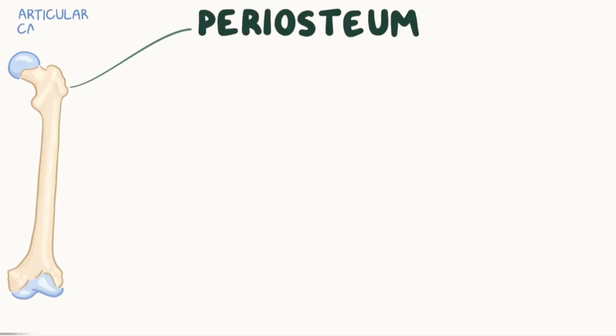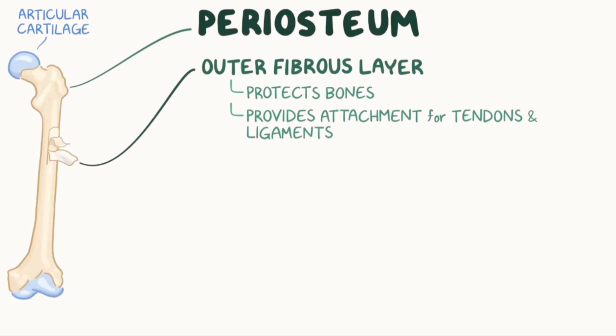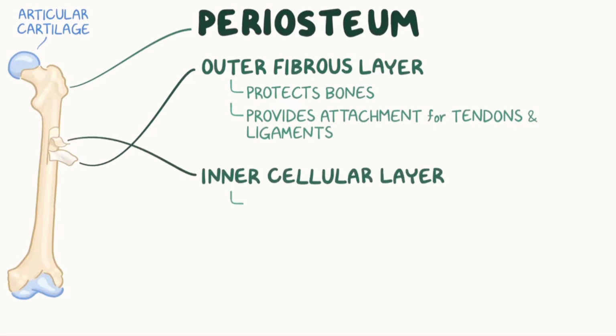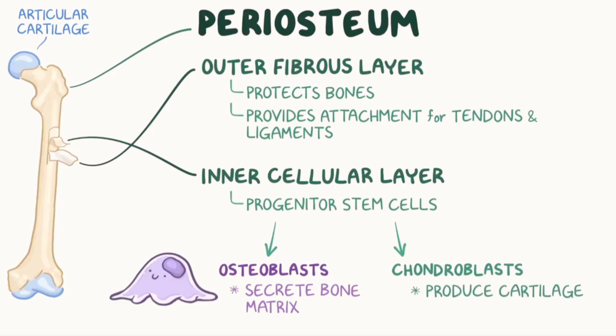Now, the surface of the bones is covered by a layer called the periosteum, except at the articular cartilages, which are the parts involved in the joints. The periosteum consists of an outer fibrous layer which protects the bones and provides attachment for the tendons and the ligaments, and it also has an inner cellular layer which houses progenitor stem cells. These progenitor stem cells develop into both osteoblasts, which secrete the bone matrix, and chondroblasts, which produce cartilage.